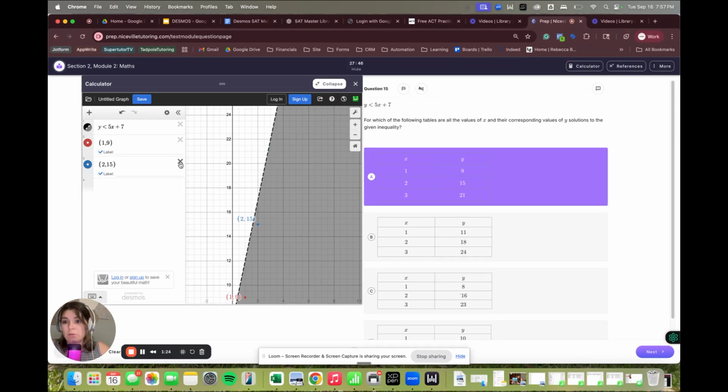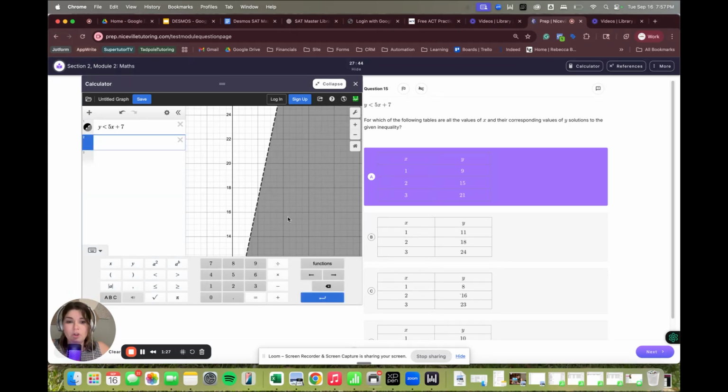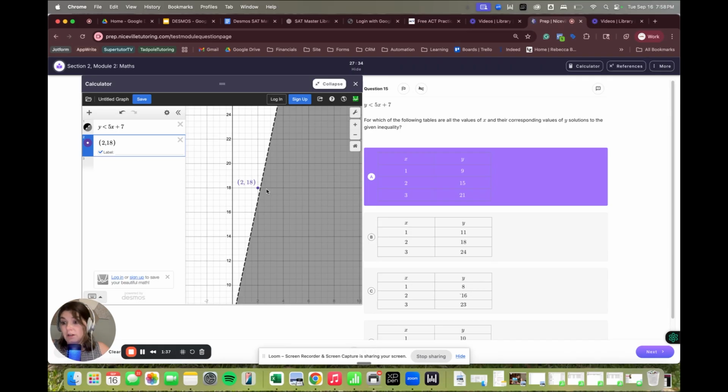Let me show you how it looks when it looks wrong. So if we check a point on B, let's just go 2 comma 18. See, that one is outside of it, so that would be wrong. So absolutely, Desmos, inequalities, best buds.